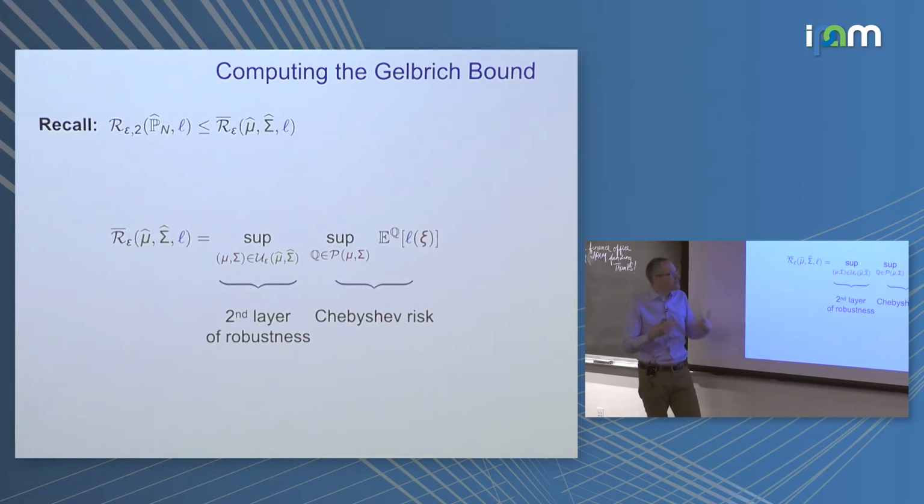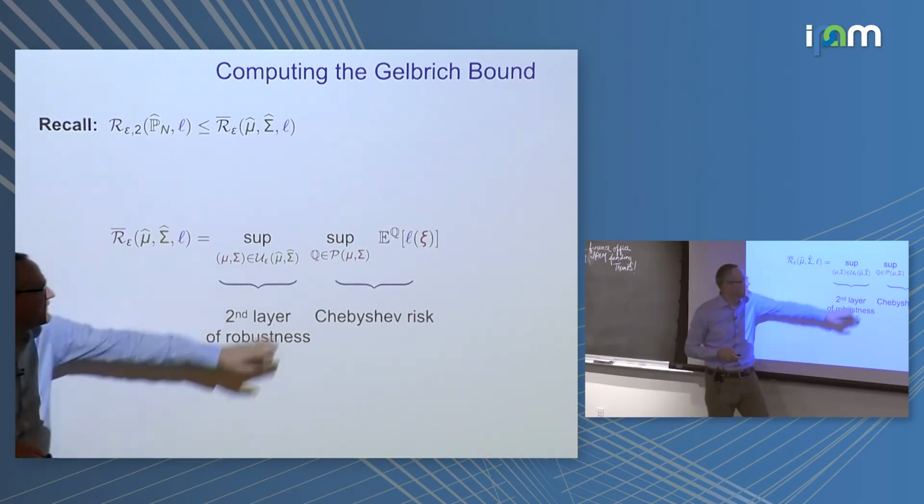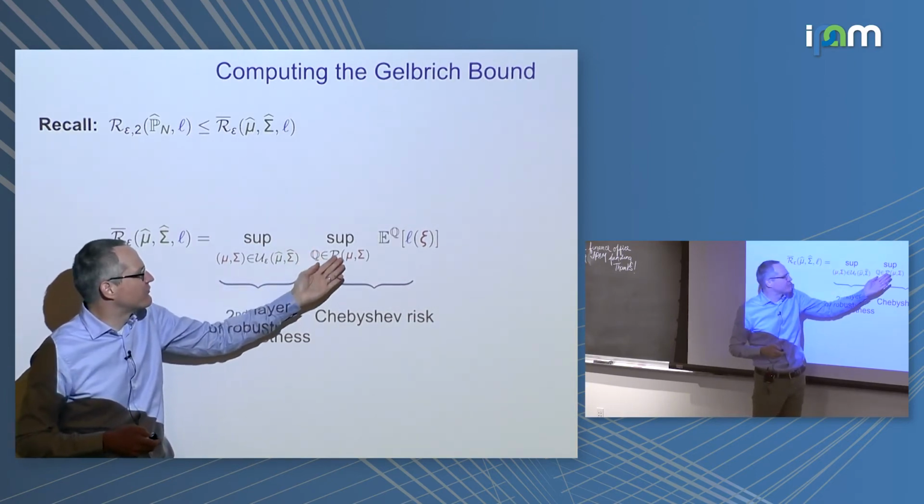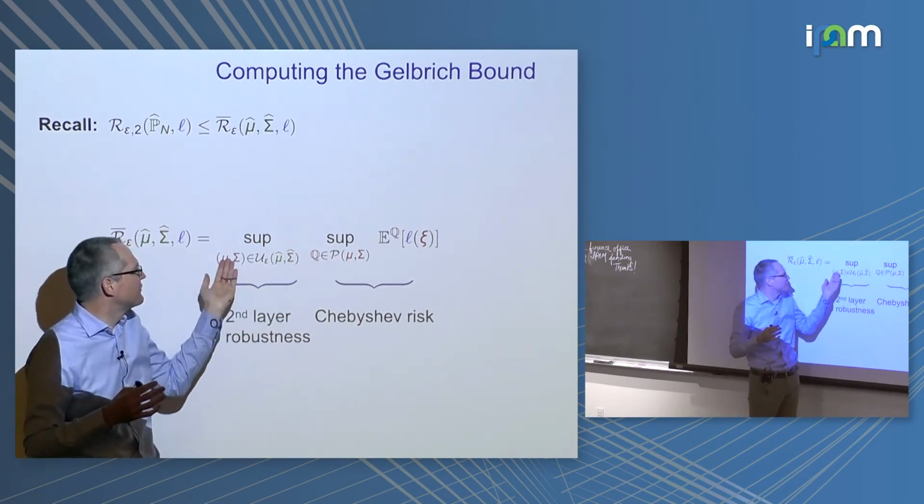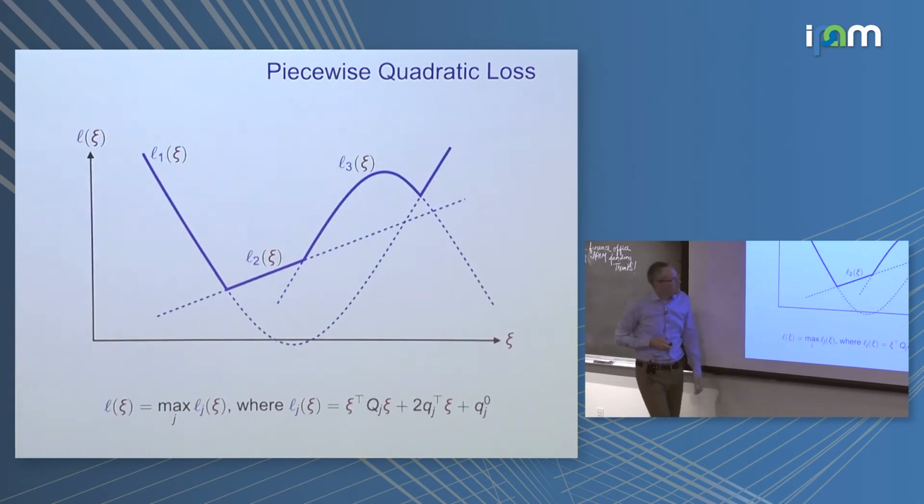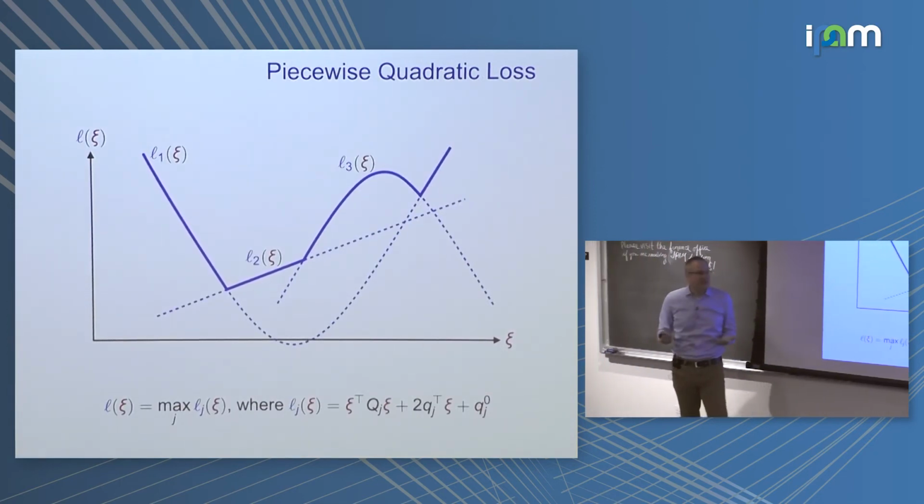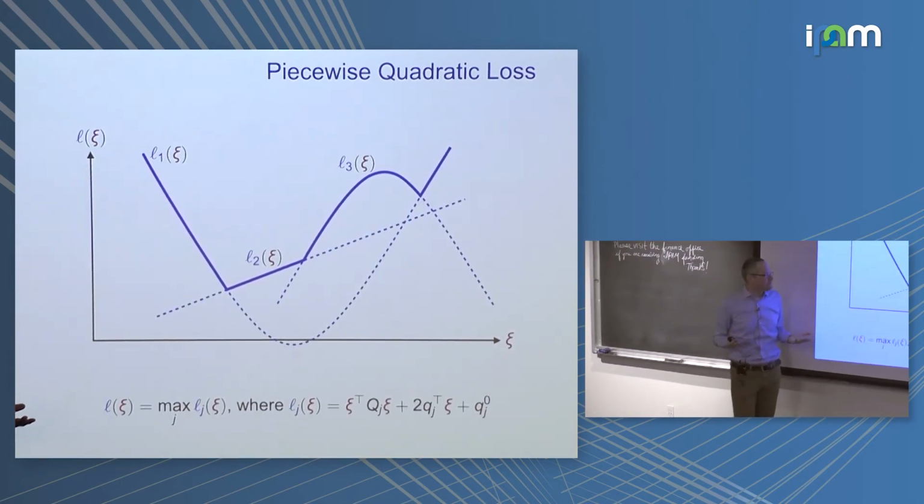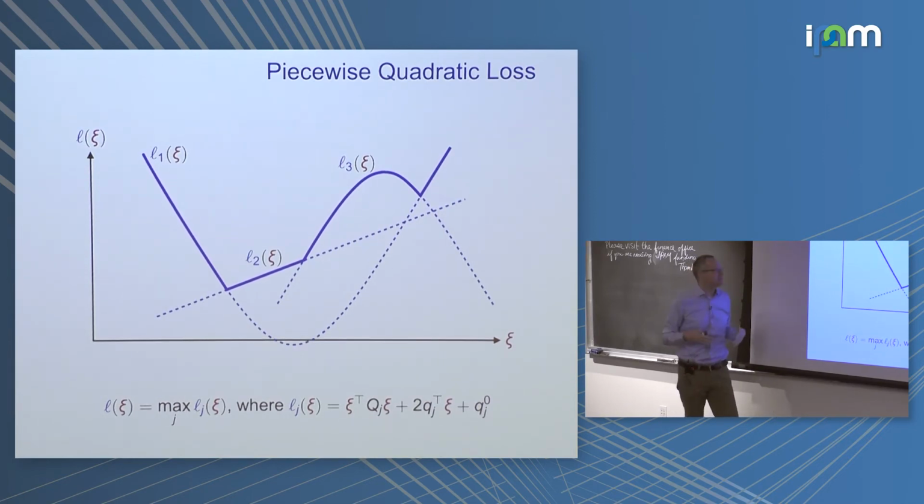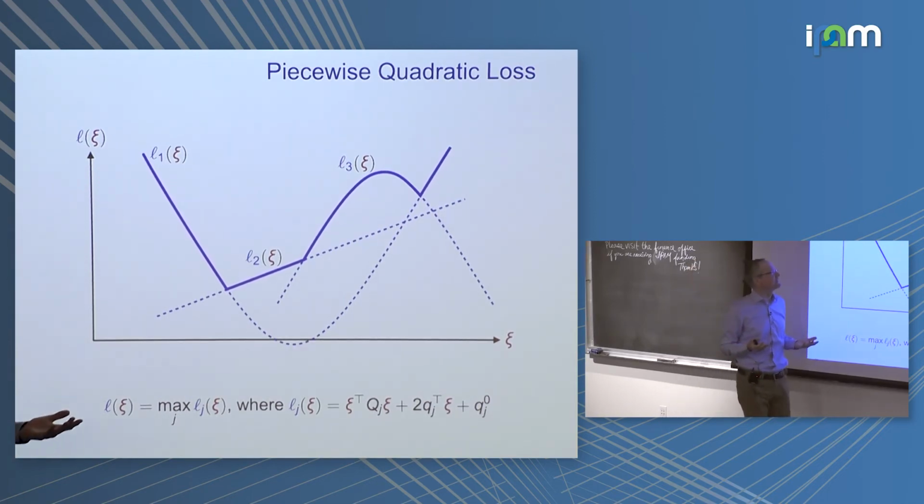So this is like a two-layer distribution robust optimization problem. The inner one accounts for shape uncertainty, the outer one for moment uncertainty. Now this decomposition can be used to derive tractable reformulations in different settings. One setting where it works is when the loss function is piecewise quadratic.